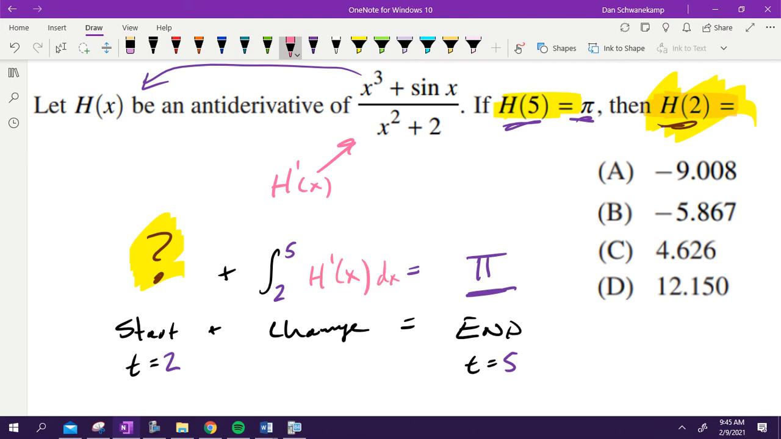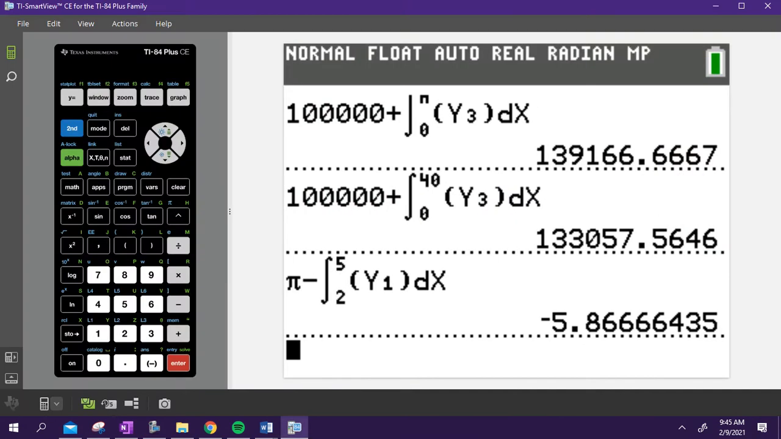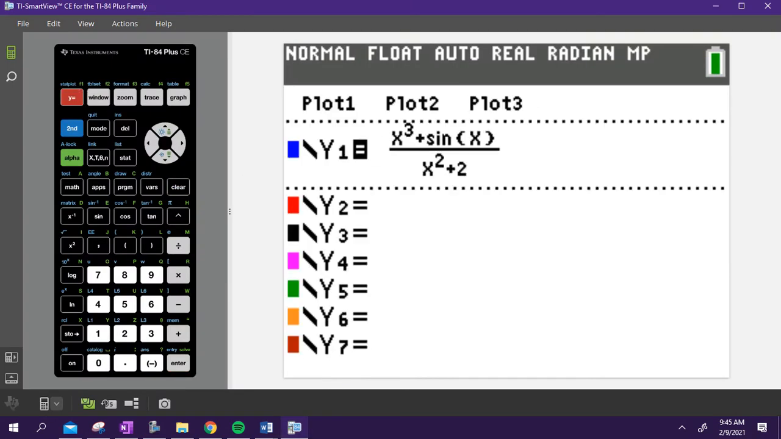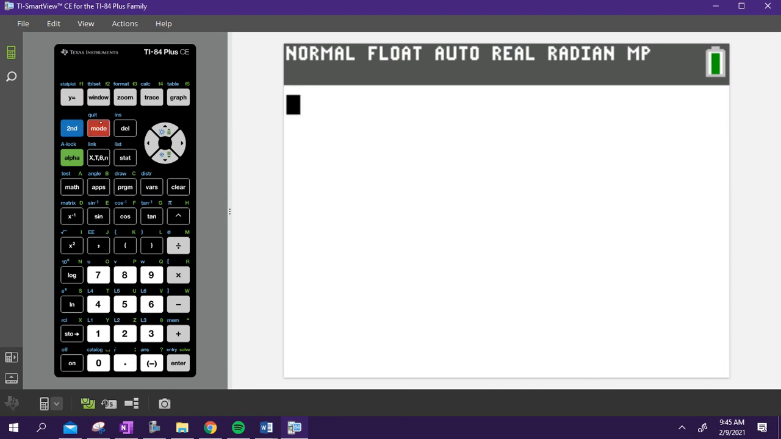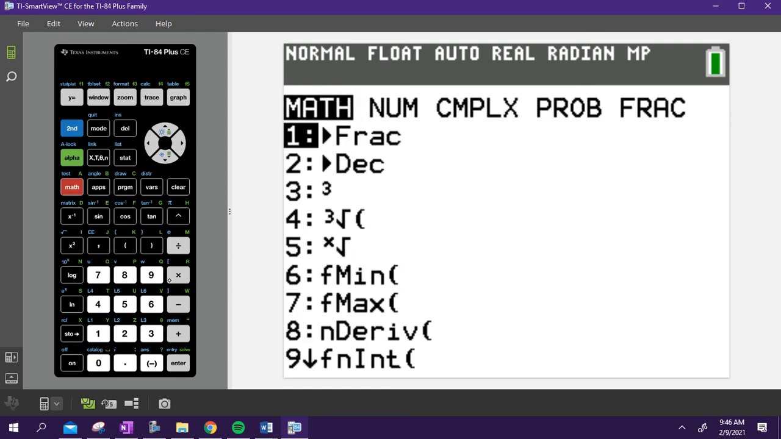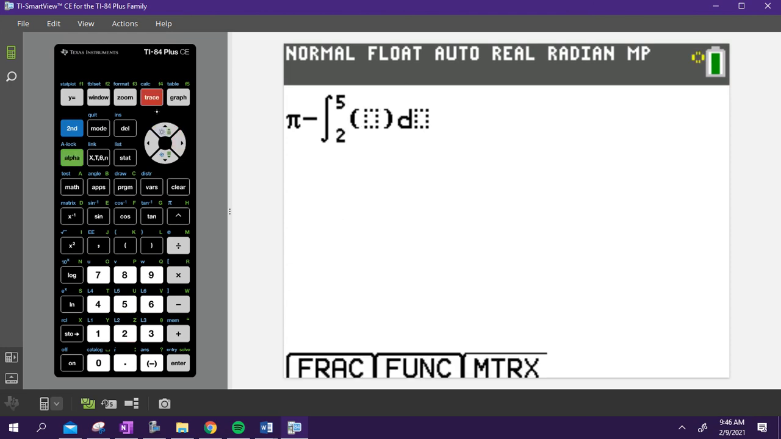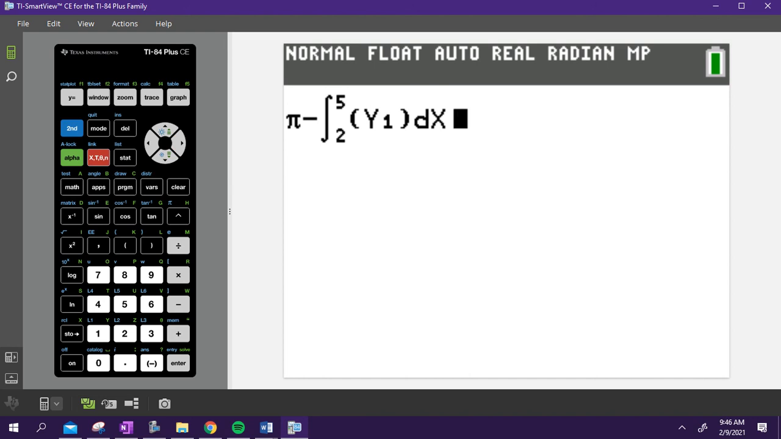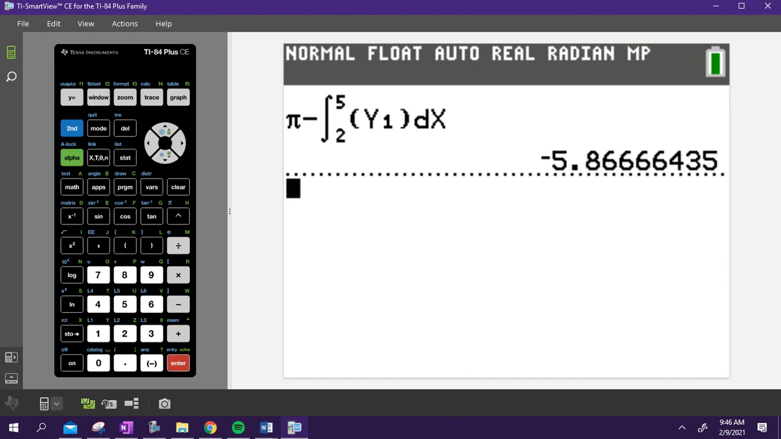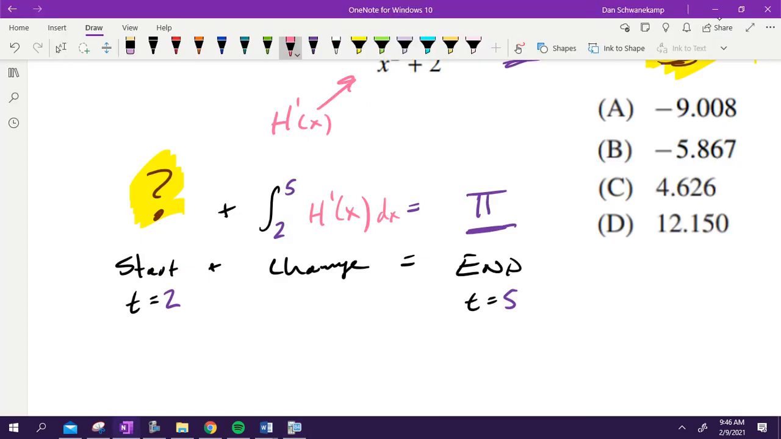What am I going to have to do in my calculator in order to find it? I want to get this by itself. So how do I get rid of that? We subtract it. So in my calculator, I go to y equals. I typed in that thing right there, making sure I'm in radians. Then I'm going to take pi, because that's what h of 5 is, and subtract from that math 9, the integral from 2 to 5 of y1. We type it in, we hit enter, boom, my answer is negative 5.866. It's B.